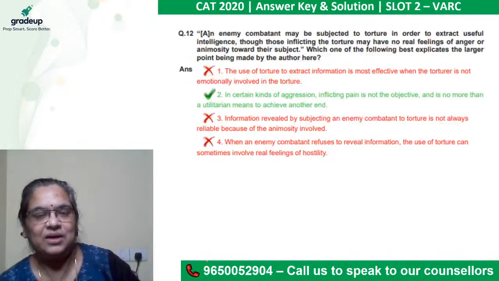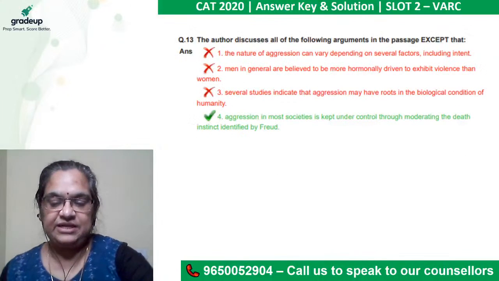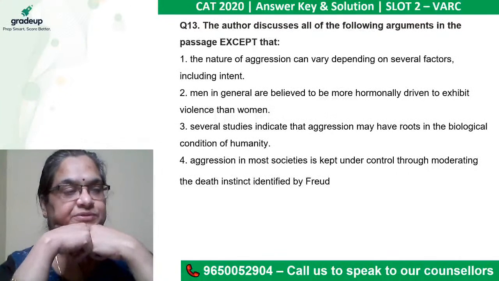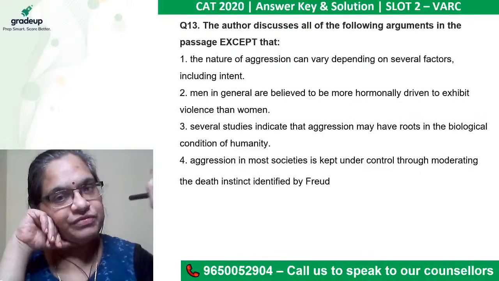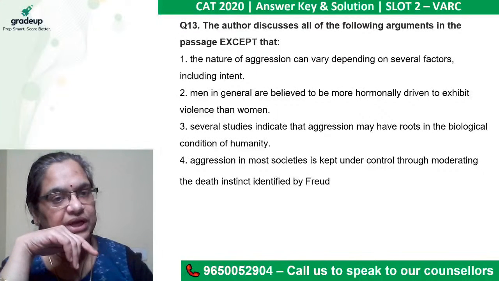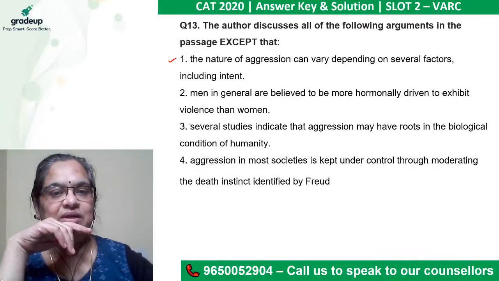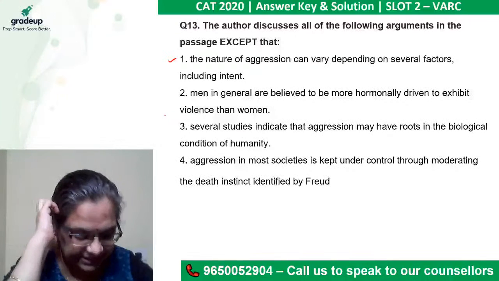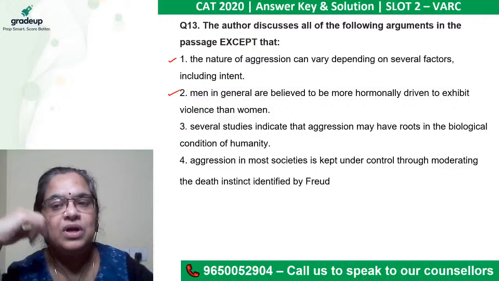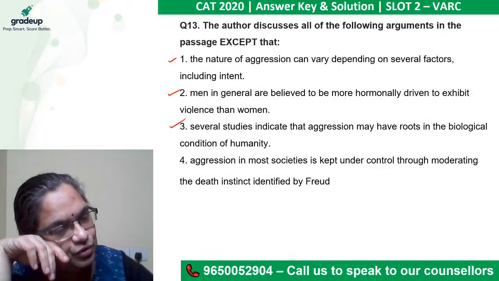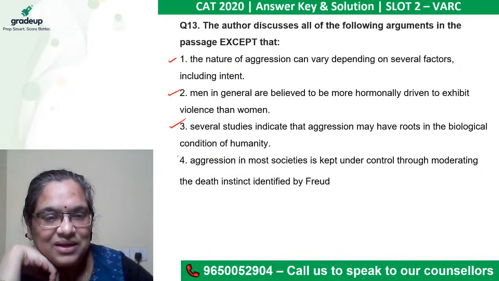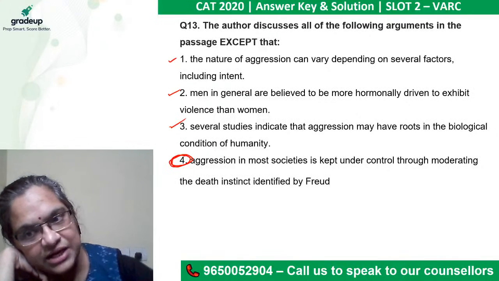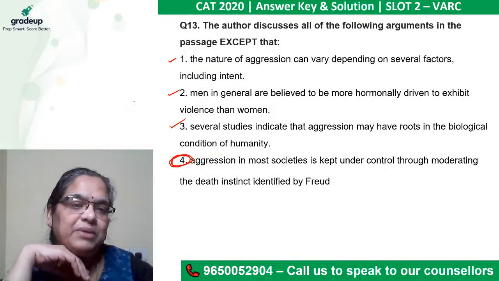All right. Okay. The last question of the set: Author discusses all of the following arguments except. He talks of nature of aggression can vary depending on several factors, including intent. Yes or no? He has talked of one. Men in general are believed to be more hormonally driven to exhibit violence than women. Has he said that or no? Testosterone levels are more. Aggression may have roots in the biological conditions of humanity. Yes, he has mentioned that. But he says people are born with the death instinct, but that does not mean society moderates the death instinct. That has not been mentioned. So the answer is 4.